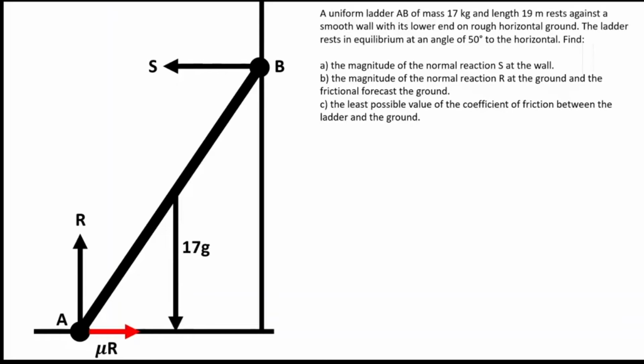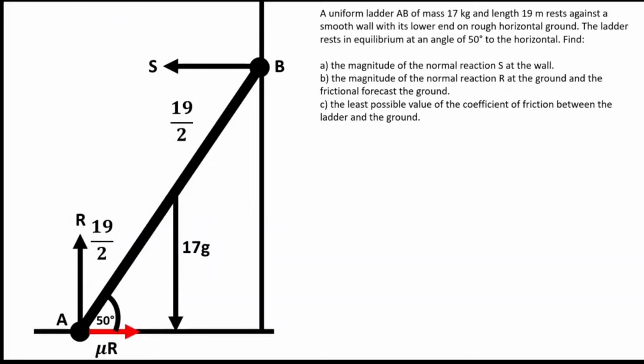We were told the mass of the plank is 17 kilograms, which means the weight is 17g. We were told that this was a uniform ladder of length 19. So we know that the weight is modelled in the middle, which means we have 19 over 2 from A to the middle, and we have 19 over 2 from the middle to B. So there we have our diagram complete and ready to start. The next sentence tells us that the ladder rests in equilibrium and that it is elevated at an angle of 50 degrees to the horizontal. So I can get that angle on the diagram as well.